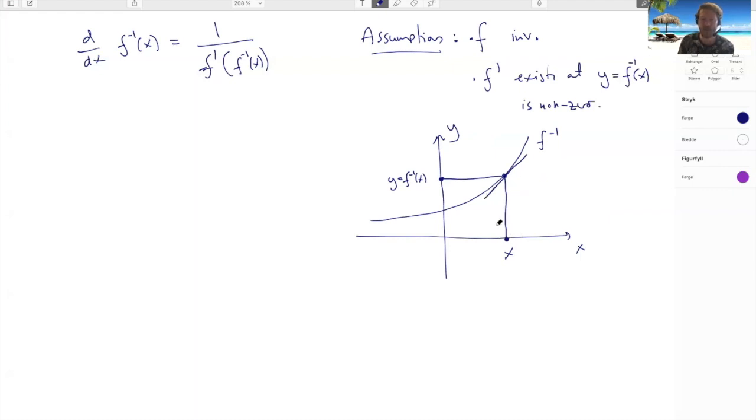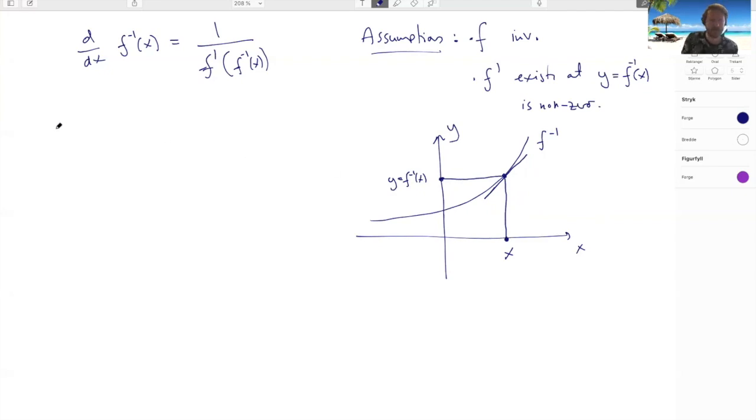And what this formula tells me is that if I flip the x and y axes, so I flip this graph from being the graph of the inverse to the graph of the function itself, then the slope is flipped from being, let's say, 2 to a half. That's what this is saying.